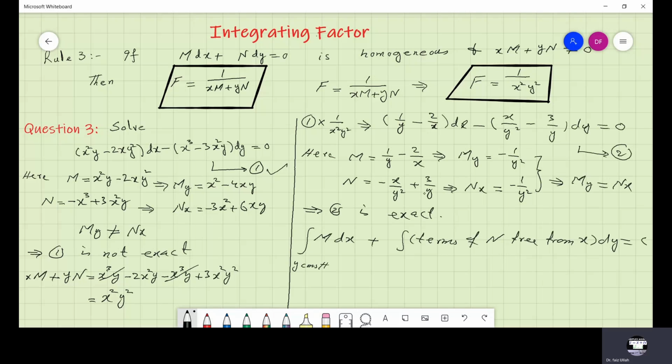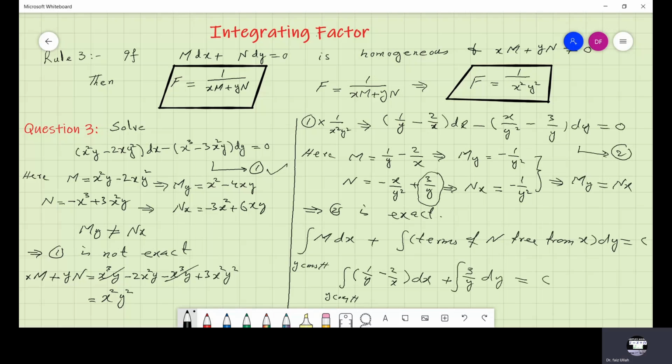Let us put values. The value of m is 1 over y minus 2 over x, dx, keeping y as constant, plus let us put those terms of n which are free from x. So we can see there is only one term with no x. So we can write 3 by y, dy is equal to c.